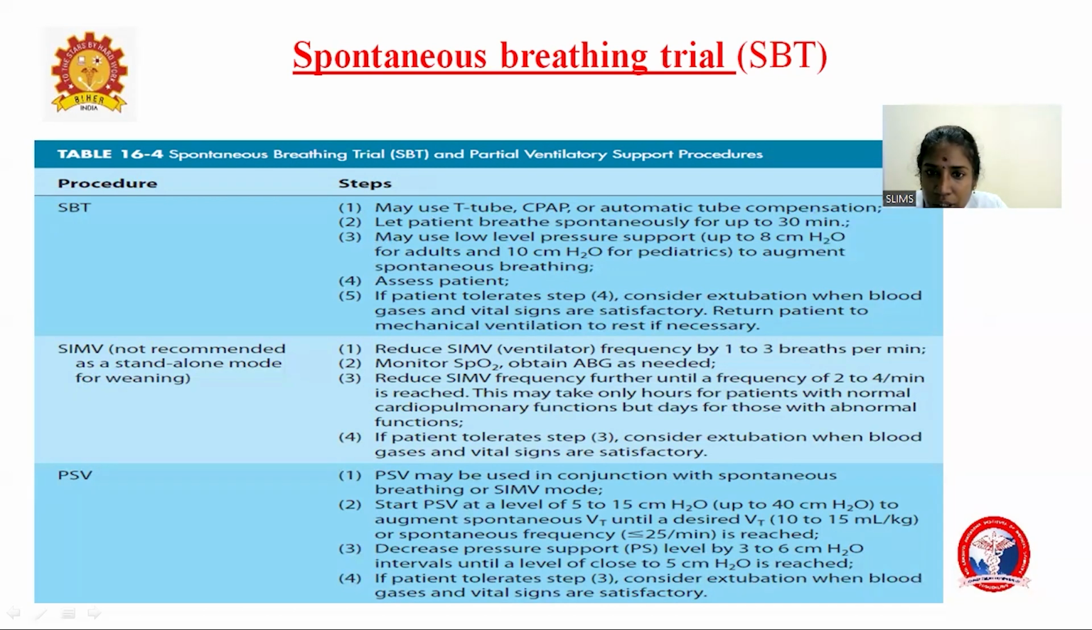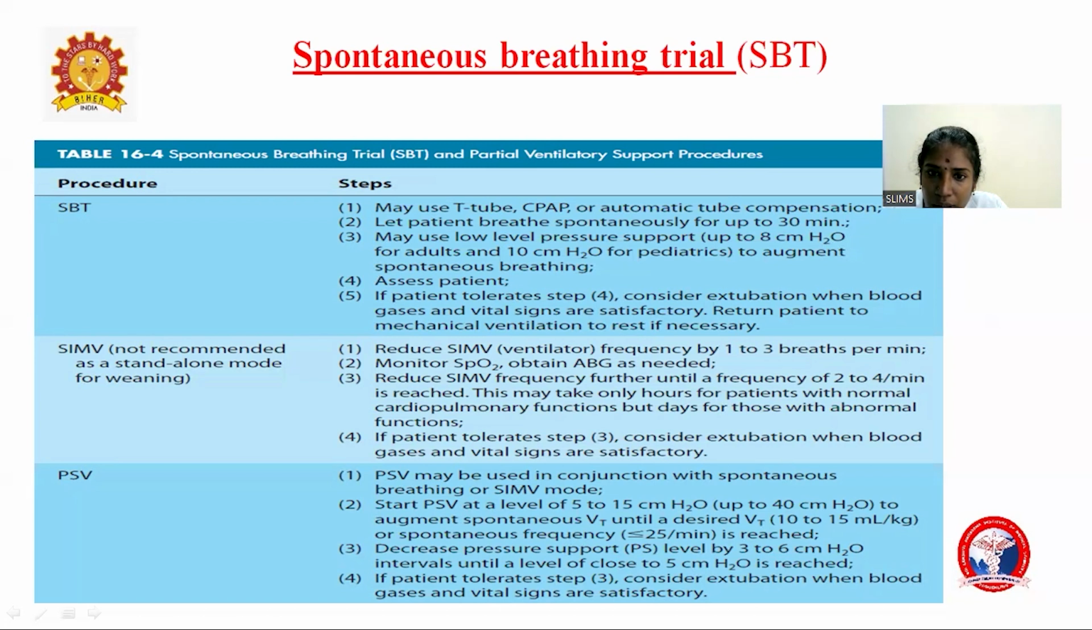So first reduce the SIMV, that is the ventilatory frequency, by 1 to 3 breaths per minute. Then monitor the saturation, that is SpO2. Then obtain an ABG, as we usually do daily. Then you have to assess the ABG. Then reduce the SIMV frequency further until a frequency of 2 to 4 per minute is reached.